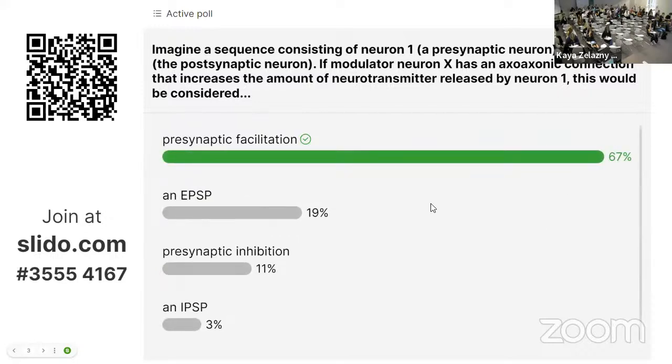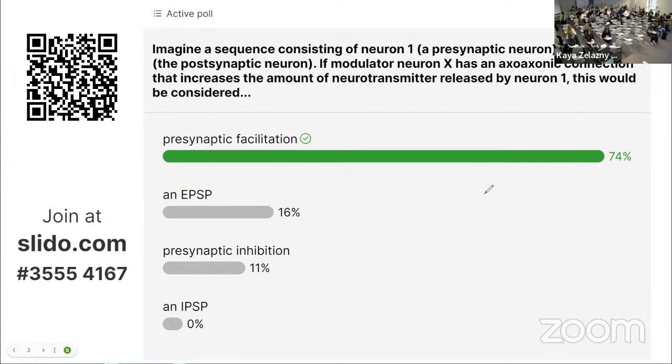Okay. So the correct answer is presynaptic facilitation. So it's worth just taking a look at it, so that we're all on the same page with the difference between presynaptic facilitation and our excitatory postsynaptic potentials. When we're talking about those two things, they do seem very similar, right?